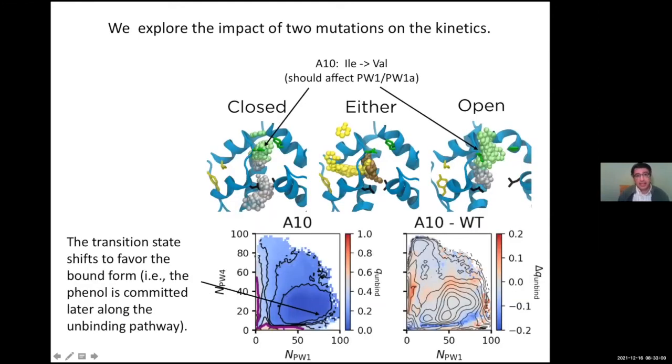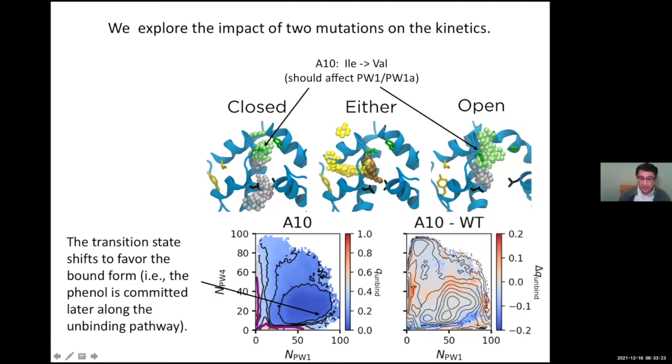A10, I'm just showing you the committer. And here's the difference on the right. Something to notice is that most of this plot is very close to 0, and that speaks to the reproducibility of the calculation. Just by changing one residue, most things don't change. Completely new data set, new analysis.